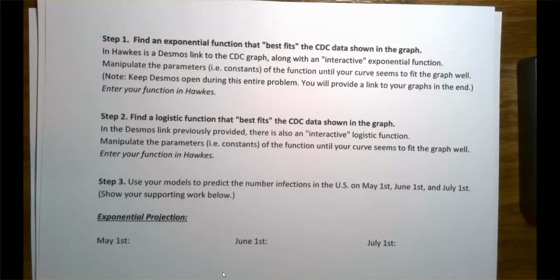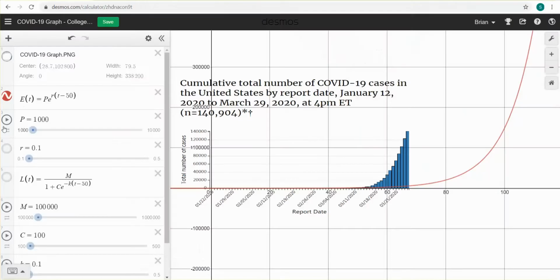I expect everybody's answers to differ a little bit because everybody's just scrolling and manipulating these values until they get something they think fits it very nicely. And then you just enter the function. So if I thought this fit it nicely, which is not horrible but not really good there, I would say my function then is 3,970 e raised to the 0.199 times (t minus 50), and that is what I would enter in Hawks.